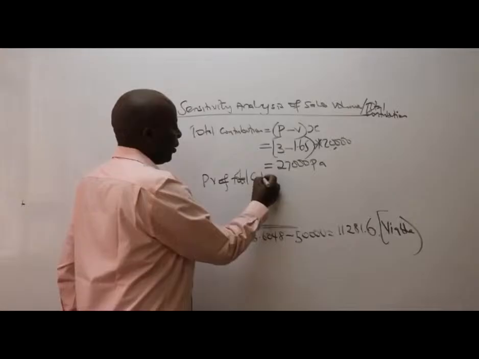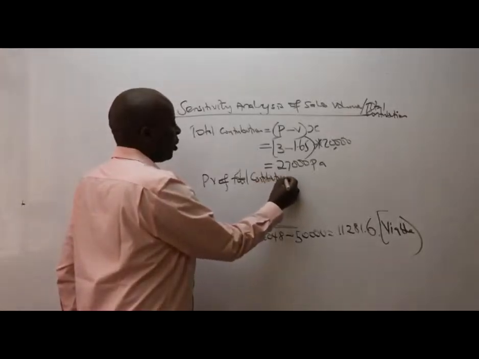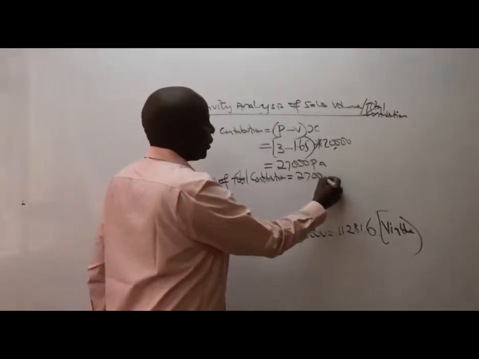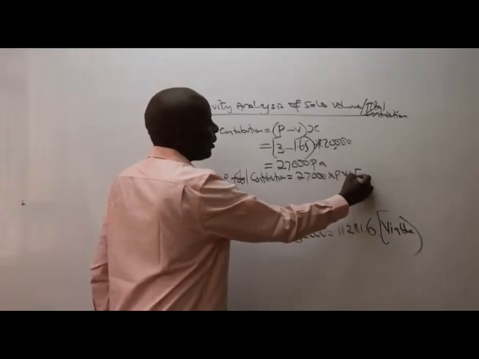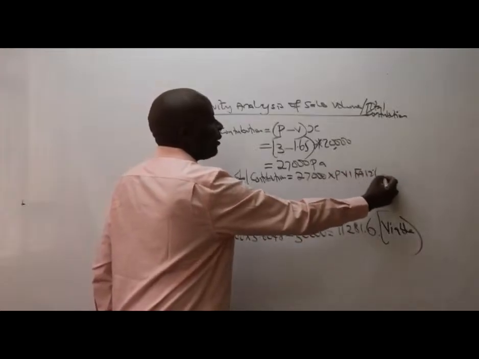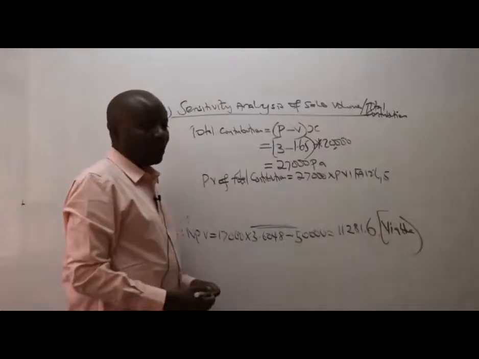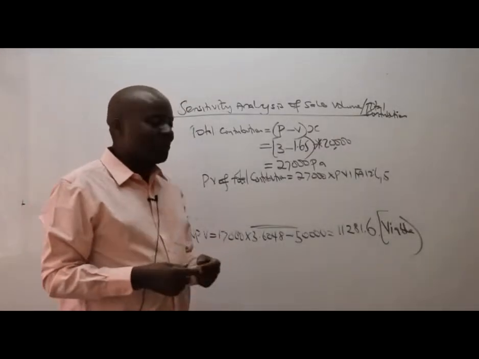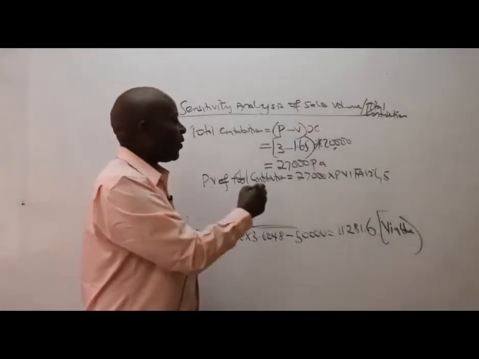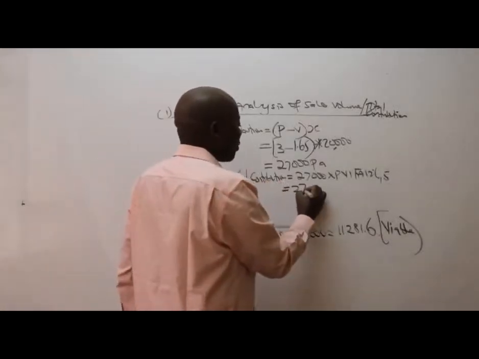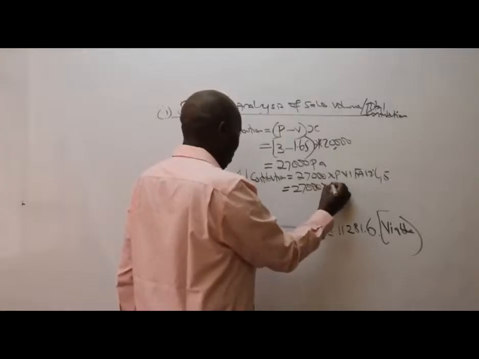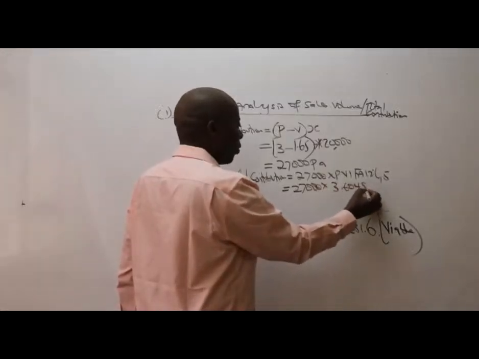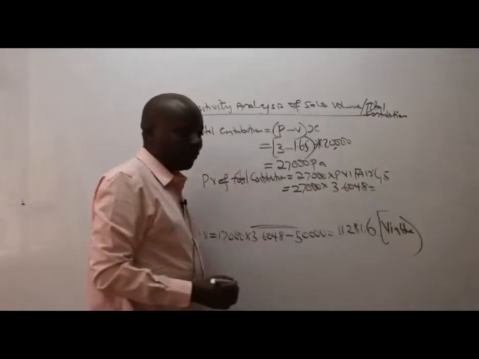The present value of this total contribution will be 27,000 times PV-FAR, 12%, 5 years. Fortunately, I have that figure somewhere. It is 27,000 times 3.6048, which will end up giving us what figure, somebody?